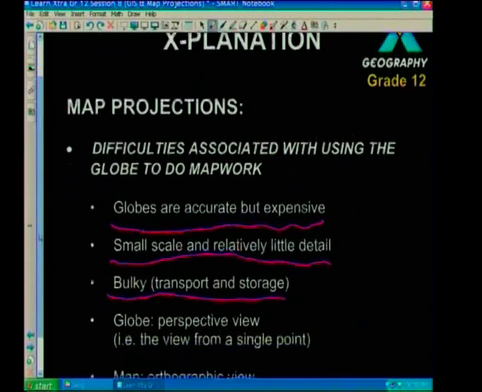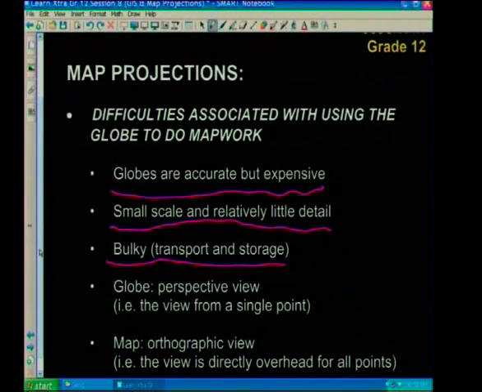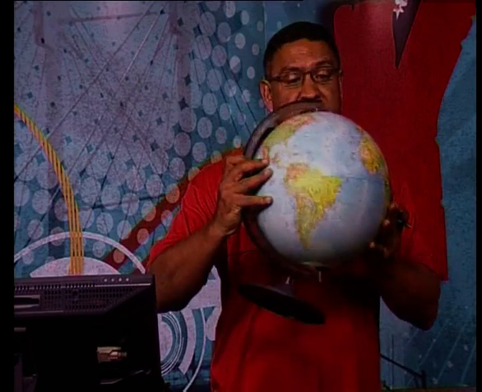And if we look on here, I've got a few more difficulties with using this. It's the view, the perspective view, the view from a single point. If I want to compare this part of the globe to this part, I have to keep turning the globe. You understand? It may give my body a bit of exercise. Okay, but if I want to compare this to that, I have to look here, and then I have to look there and look here. And it doesn't make my comparison very easy.